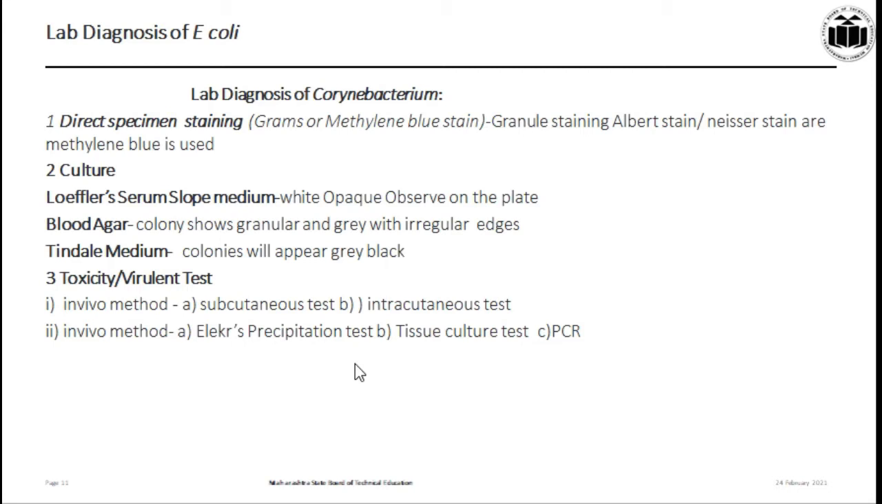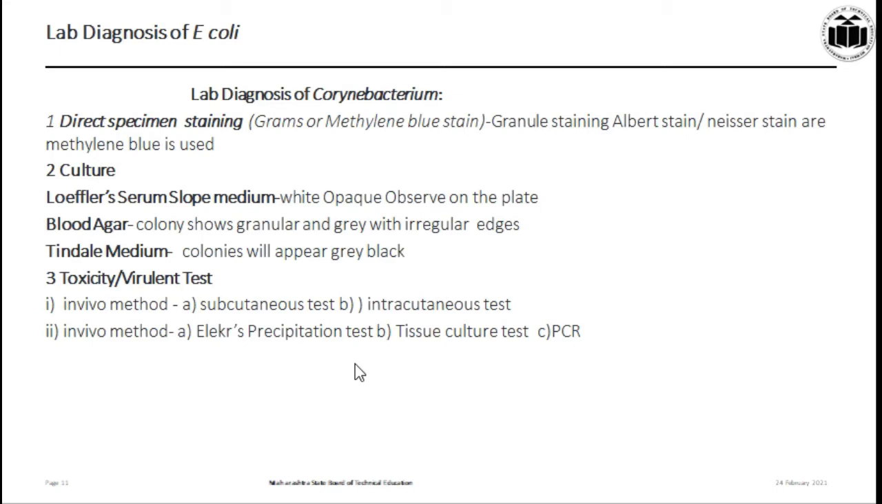Next, the tissue culture method. In the tissue culture method, the cell line of a known cell is grown on the surface, and if the bacteria are placed over the surface, lysis of the cells occurs due to the toxin. It is confirmed that the Corynebacterium strain is present.